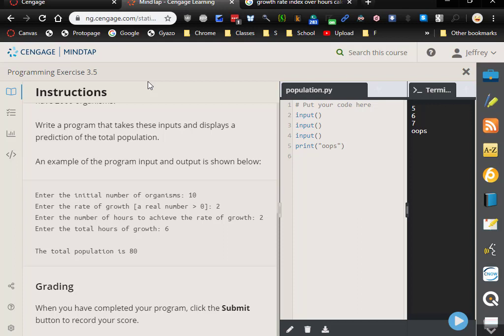Is this weird, the number of hours to achieve the rate of growth? Usually when we talk about growth rates, they give you the initial population. They tell you what kind of growth it is. Yeah. They give you a rate, then they ask you after X amount of time, what's the population? Just the number of hours to achieve the growth rate. It's really weird.